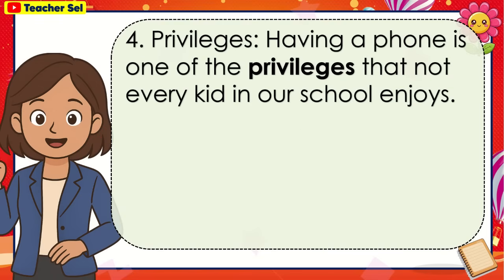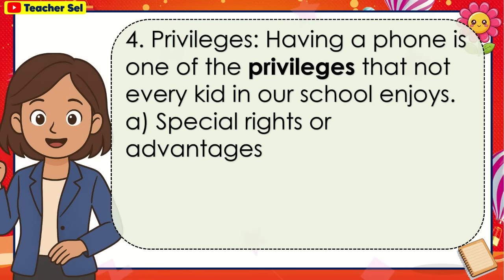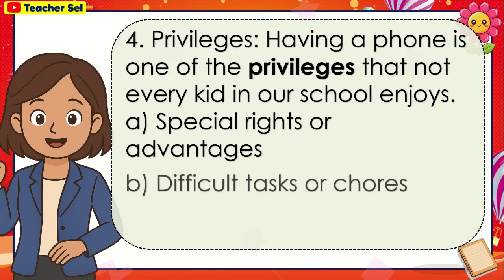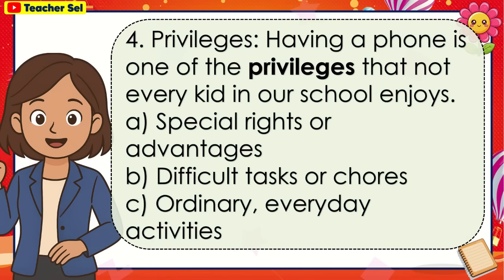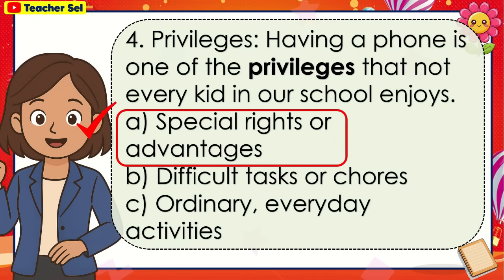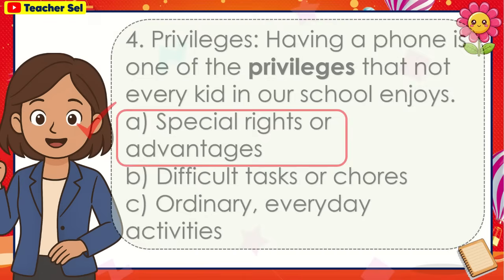Number 4. Privileges. Having a phone is one of the privileges that not every kid in our school enjoys. A. Special rights or advantages, B. difficult tasks or chores, C. ordinary, everyday activities. You're right. The correct answer is letter A, special rights or advantages.